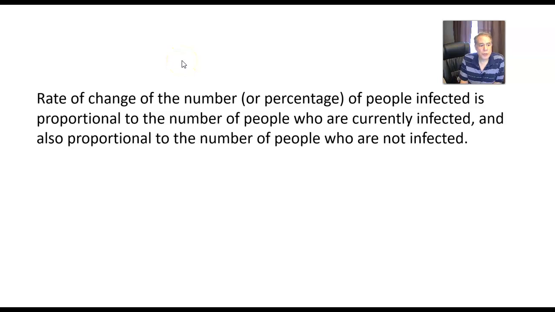So we could assume that the rate of change of the number or the percentage of people infected would be proportional to the number of people who are currently infected. The more people who are infected, the faster they can spread it to others, and also proportional to the number of people who are not infected. The more people who are not currently infected, the more people there are who could become infected.